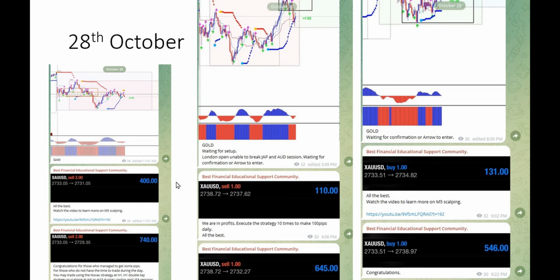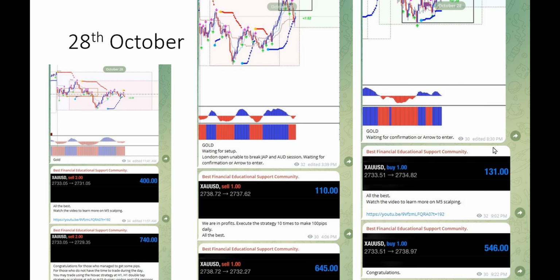$740. At 3:39 PM, our signaler identified a potential direction, and they entered about half an hour later and sent it in the group. Later on at about 5 or 6 PM, we closed at about $645. Later in the evening, they show you how the setup actually happened, and we are waiting for the arrow as explained in the video earlier on.